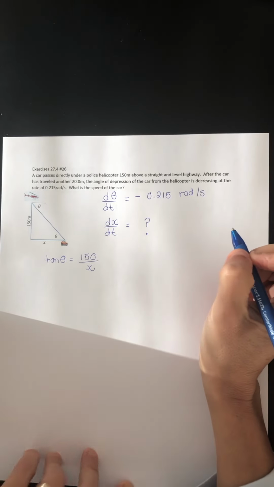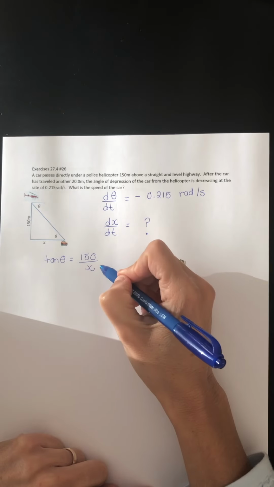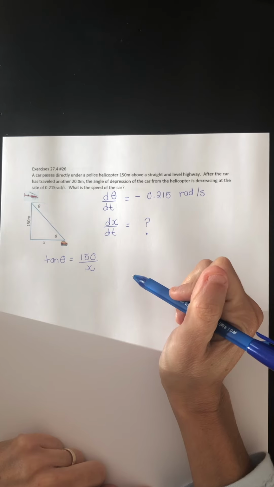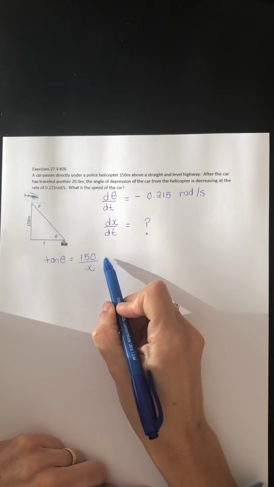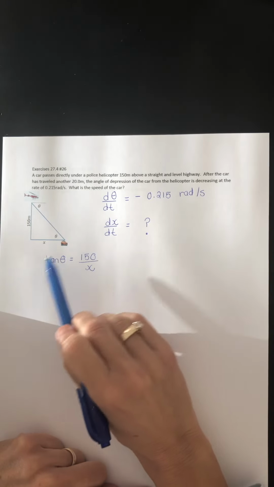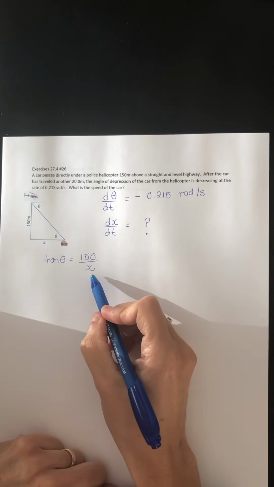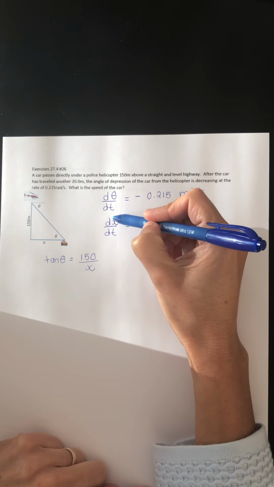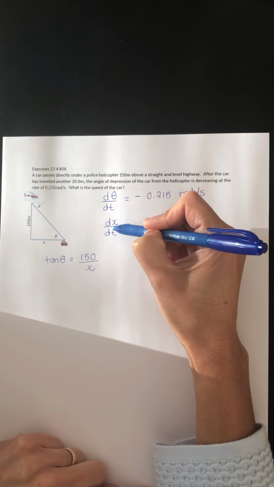Okay, and to make this easier to work with, I think that, well, actually we could do it this way. We could bring this up and make it x to the -1 and then differentiate both sides with respect to time. But what I did instead was I isolated x, and then I just thought that that might be easier since that's the rate of change we're trying to find.